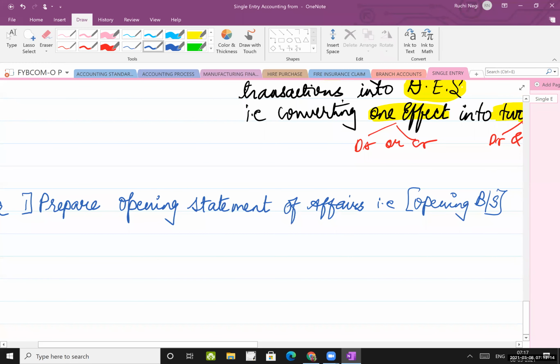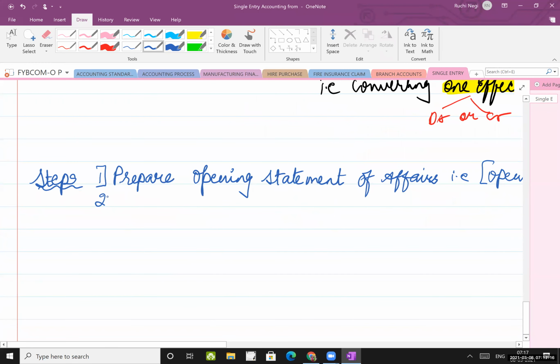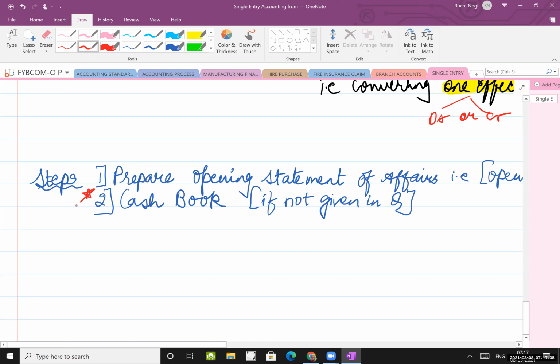Next, step number 2, cash book. Please note down, if not given in the question. This is very important. On this basis you have two types of sums in single entry. Type 1, where the cash book is given. Type 2, where the cash book is not given.